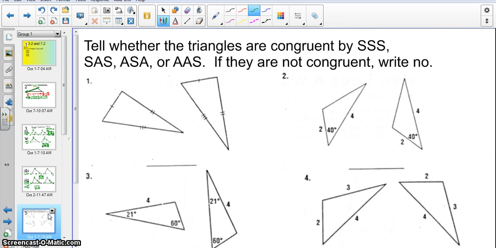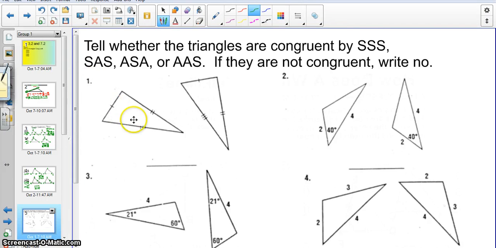Moving on to our examples here, let's read the directions. Tell whether the triangles are congruent by side, side, side, side, angle, side, or angle, angle, side. If they are not congruent, write no. Let's go ahead and do the first one together.